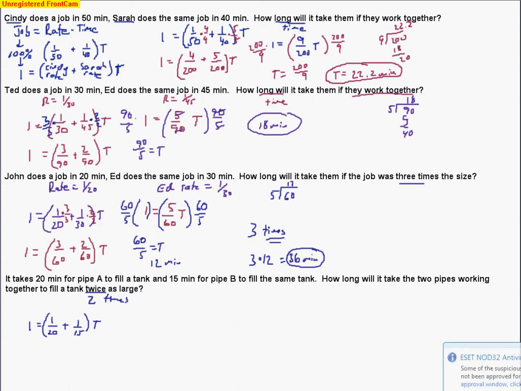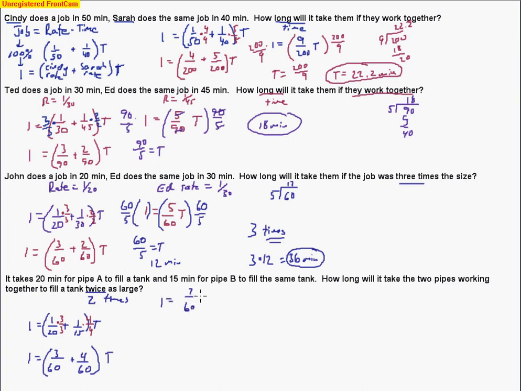So I need to come up with a common denominator. They both have a factor of 5, so this one's missing 3, and 15 is missing 4. So I multiply it by 4/4. So now what I have is 1 equals, I have 3/60 plus 4/60. Those get added together times by time. And so on this side I have 1 equals 7/60 t. And so what I need to do to solve is just multiply by the reciprocal. And that'll get the t by itself. So do the same thing on this side. So 60/7. So I get 60/7 is my answer, but I'm not done yet.